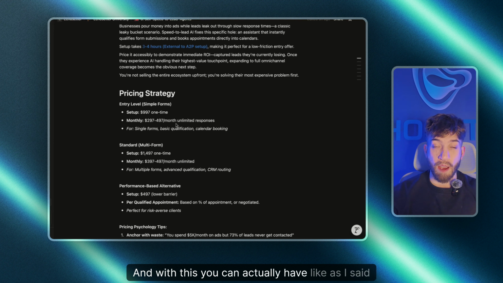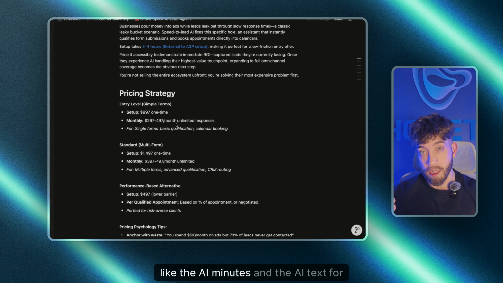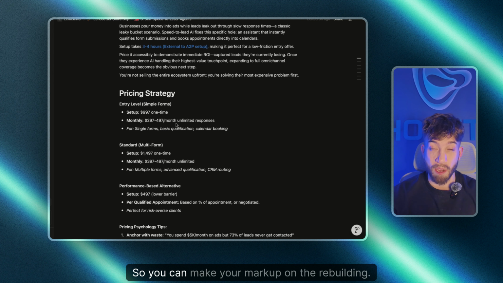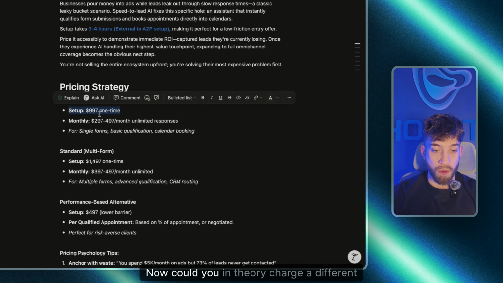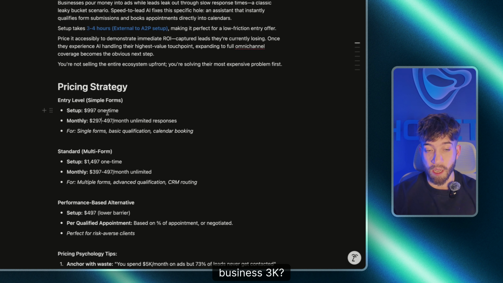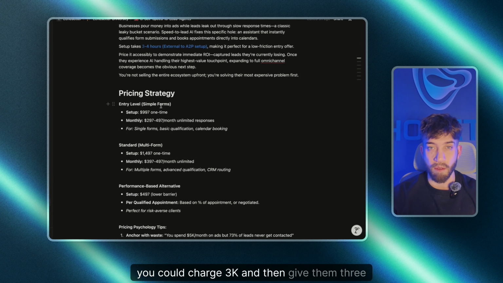With this you can also have, as I said, the AI minutes and the AI text for rebilling, so you can make your markup on the rebilling. Now could you in theory charge a different business 3k? Sure, you could charge 3k and then give them 3 months free.